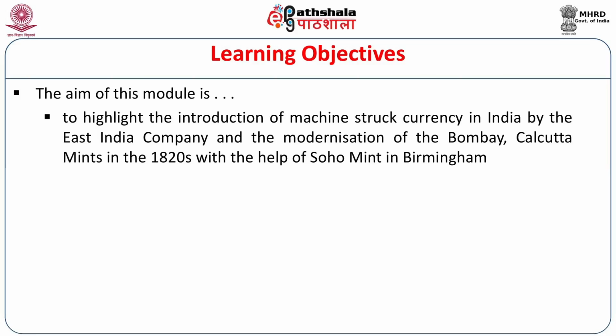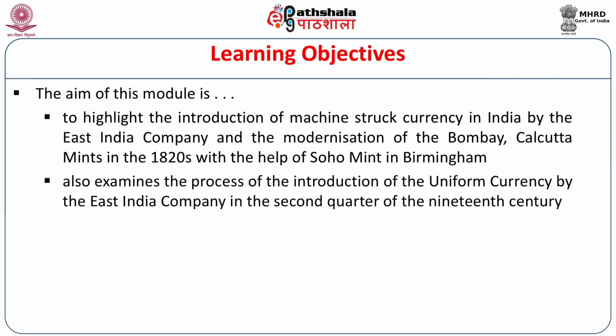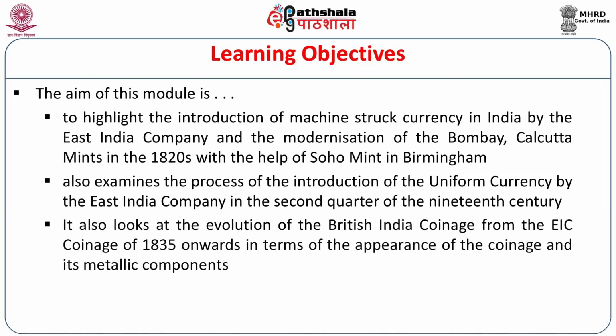Our learning objectives for this module are to highlight the introduction of machine-struck coinage in India by the East India Company in the 19th century and the modernization of Bombay, Calcutta mints in the 1820s with the help of Soho Mint in Birmingham. The module also examines the process of introduction of a uniform coinage by the East India Company in the second quarter of the 19th century. It also looks at the evolution of the British India coinage from the East India Company uniform coinage of 1835 in terms of appearance of the coinage and its metallic composition.